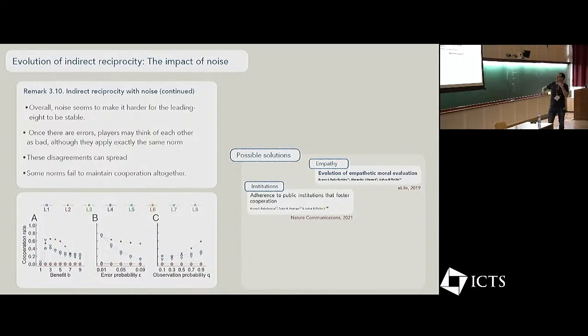And you can do models that ask, A, if there is such an institution, does it help cooperation or not? The answer is it does. B, if you're not forced to obey this institution, but you have a choice to listen to it or not, would you learn to listen to this institution? There they also see there is some evolution towards listening to this institution.